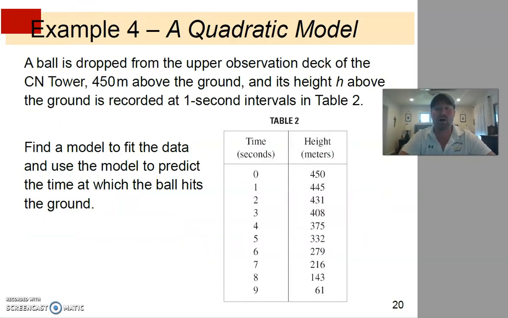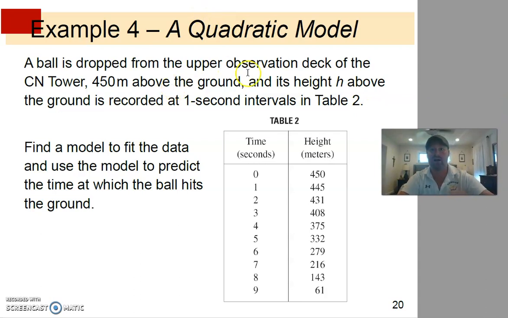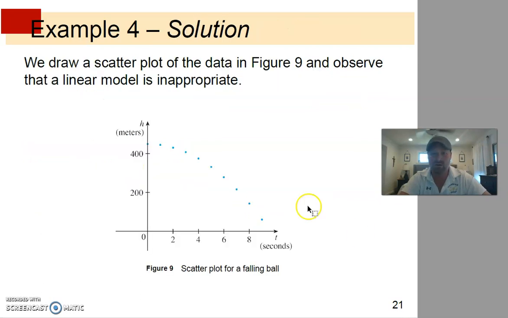So this one, we have a quadratic model. A ball is dropped from an upper observation deck, 550 meters above ground. Its height h above the ground is recorded at 1 second time intervals in table 2. Find a model to fit the data. So basically what we have here is we have different points. And what we can do is we could find a model to fit this data. 0, 450, 1, 445, 2, 431, and so on.